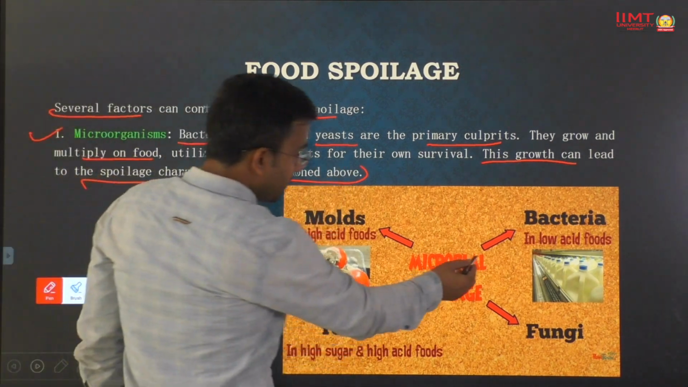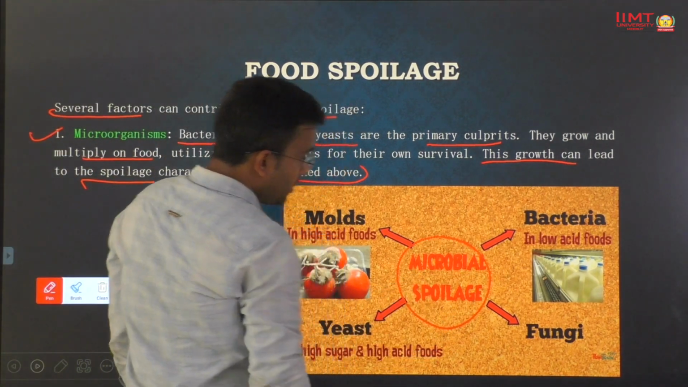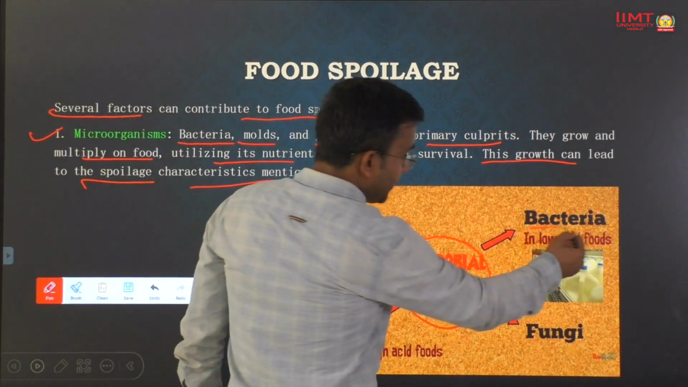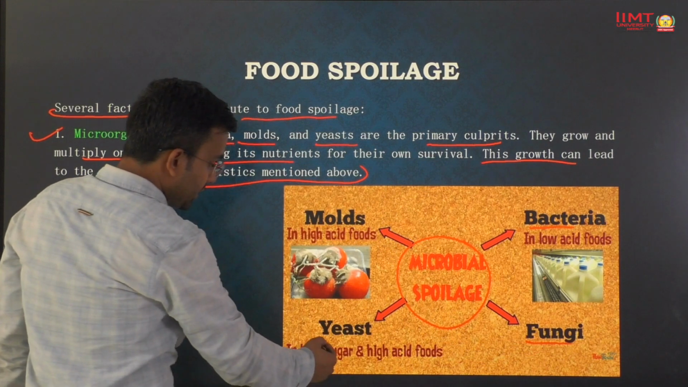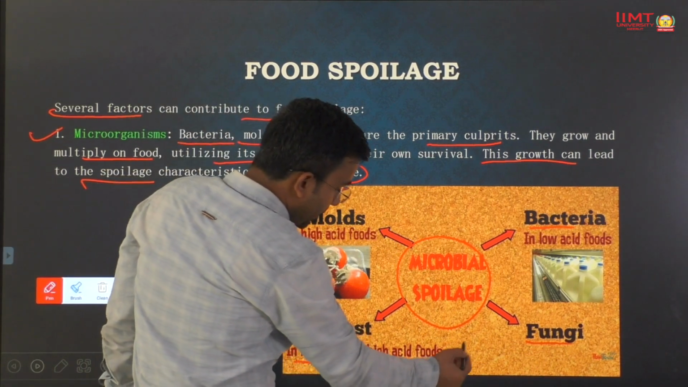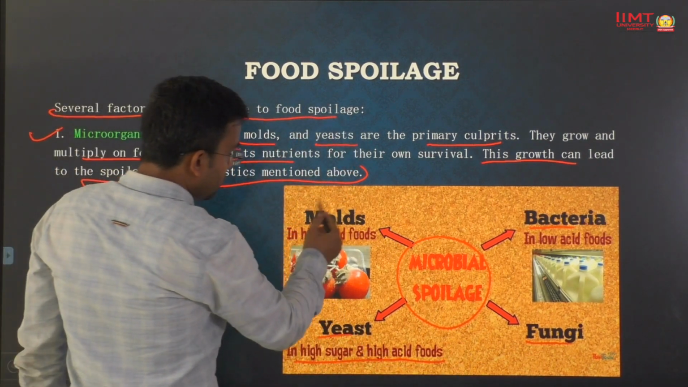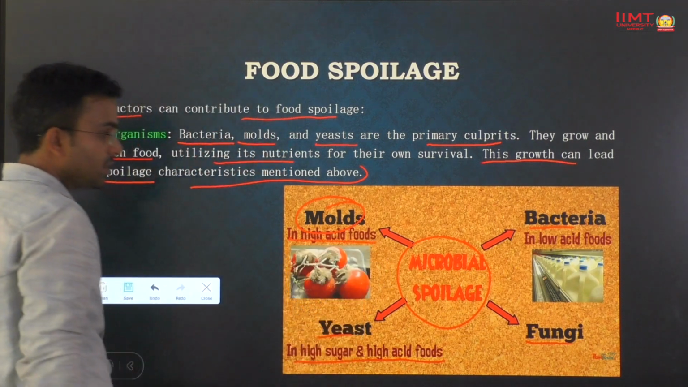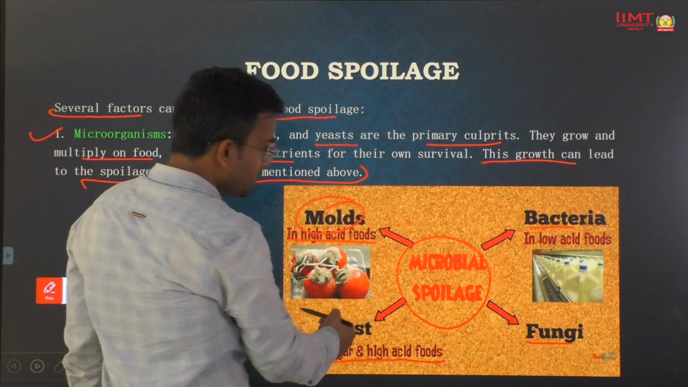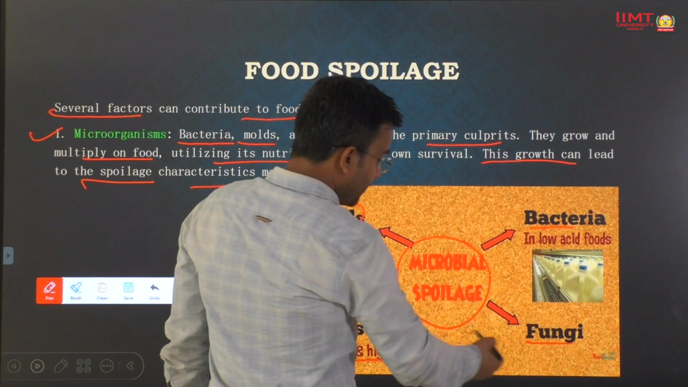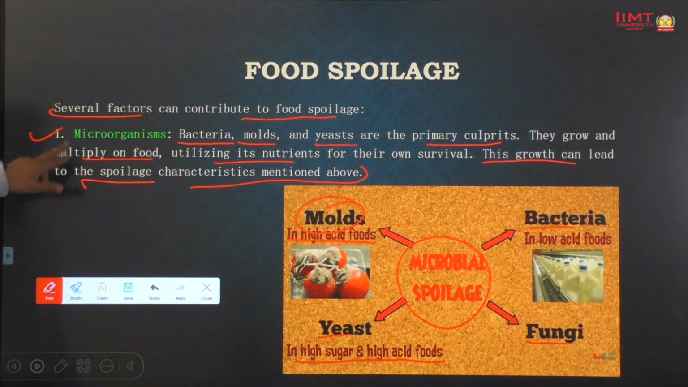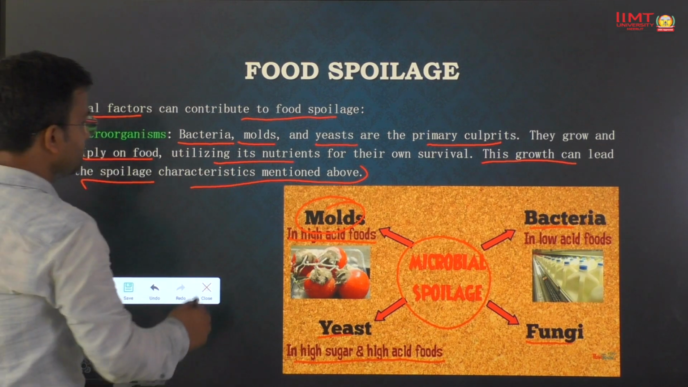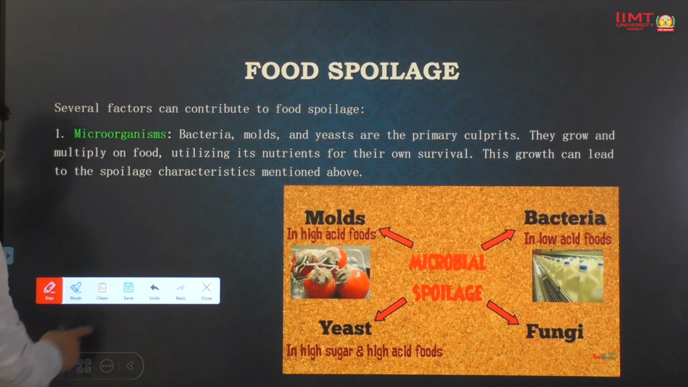Here we see some examples of microbial spoilage: bacteria in low acid foods, yeast in high sugar and high acid foods, and mold in high acid food items. These are examples affected by microbial spoilage. So this point is about microorganisms. We go for the next parameter.